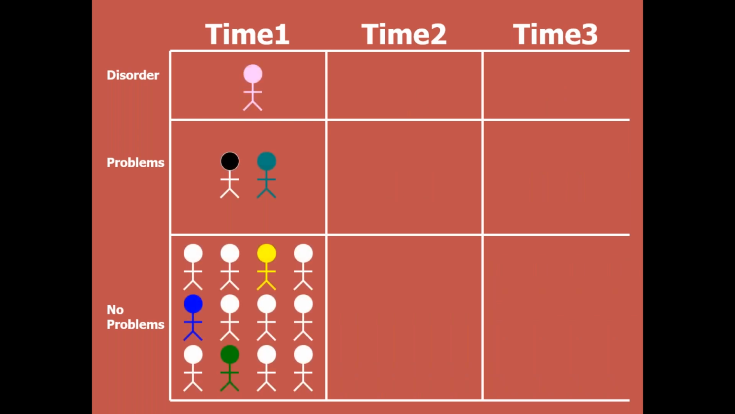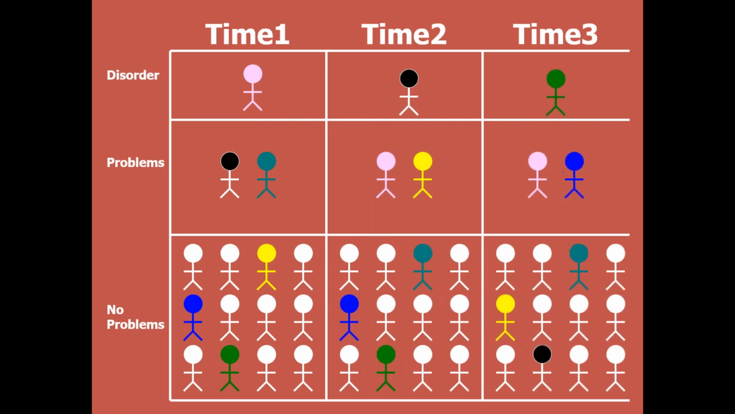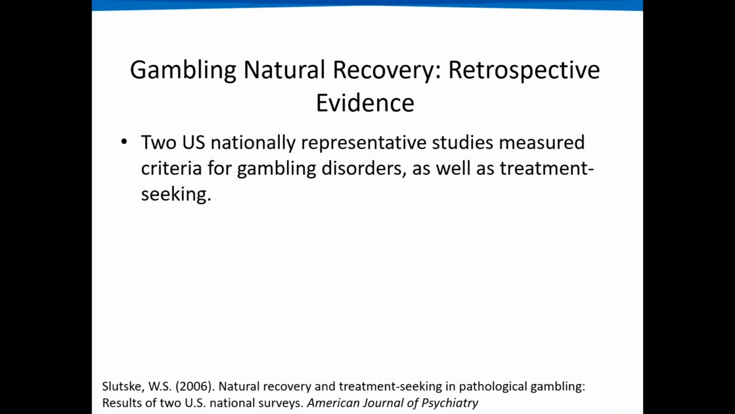However, it's important to note that this seemingly stable pattern could mask major changes at the individual level. New cases could emerge and replace old cases that fall into remission. So in this case, there's stable prevalence, but the individual experience of gambling-related problems is not a stable phenomenon. The fact is, gambling disorder is not a stable phenomenon. Studies show that individuals recover and worsen across time in dynamic, fluctuating patterns.